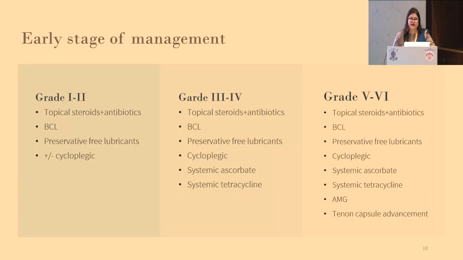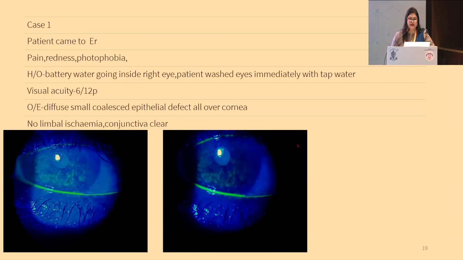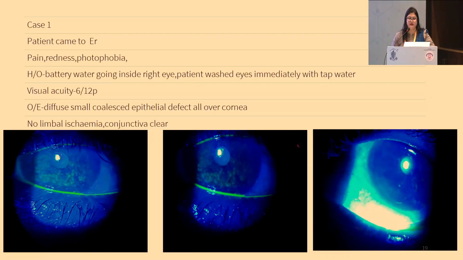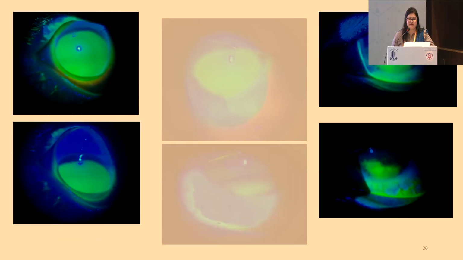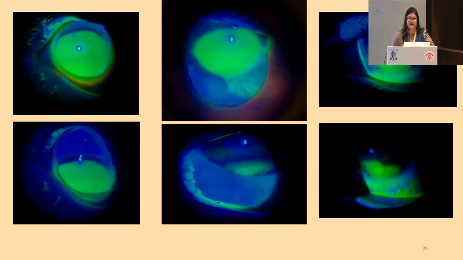The early stage management is topical steroids and lubricants. In grade 3 to 4 it is oral therapy, and in grade 5 to 6 it is surgical therapy. These are some of my cases where I have done the treatment, and you can see that with prompt treatment, by the next day the epithelial defects are healing. This is another case where, the next day with the same treatment line, the epithelial defect has reduced widely.